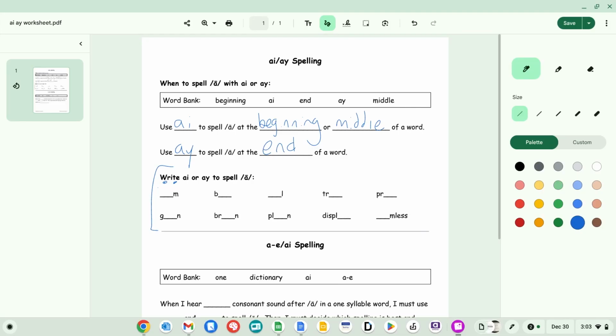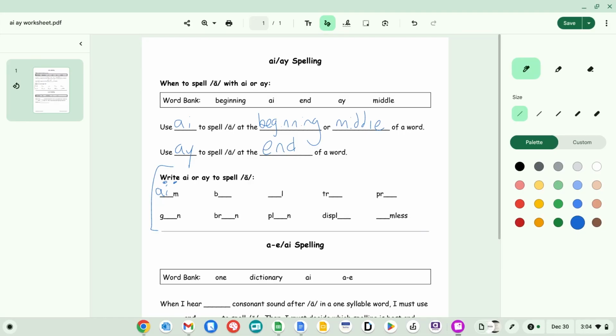Is it in the beginning, the middle, or the end? And this is the thinking steps that you want your students to be able to do on their own. So you want them to think, I heard that sound A at the beginning. And then the next thinking step is, well, if it is at the beginning, how do I spell it? And hopefully they will remember that AI is how we spell it at the beginning or middle of a word. So this word would be aim.